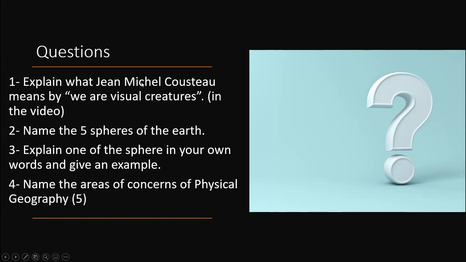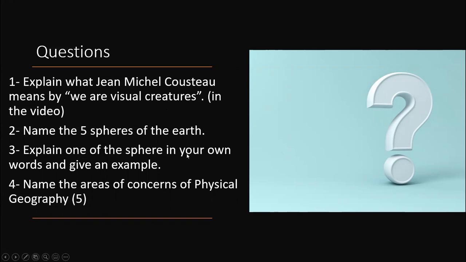So, explain what Jean-Michel Cousteau means by, in the video, he says, we are visual creatures. What does he mean by that? And actually he is saying it in the video. Name the 5 spheres of the Earth. You don't have to explain it, just name them.